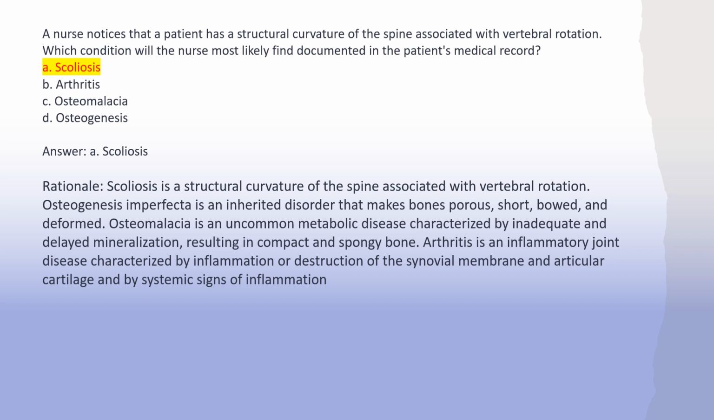Answer A. Scoliosis. Rationale: scoliosis is a structural curvature of the spine associated with vertebral rotation. Osteogenesis imperfecta is an inherited disorder that makes bones porous, short, bowed, and deformed. Osteomalacia is an uncommon metabolic disease characterized by inadequate and delayed mineralization, resulting in compact and spongy bone. Arthritis is an inflammatory joint disease characterized by inflammation or destruction of the synovial membrane and articular cartilage and by systemic signs of inflammation.